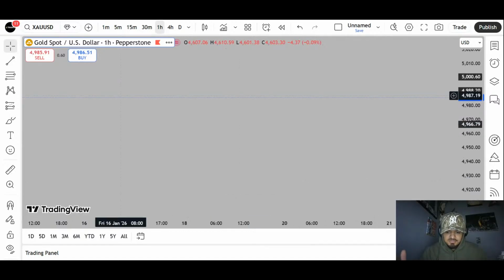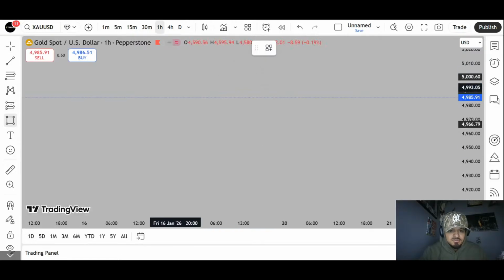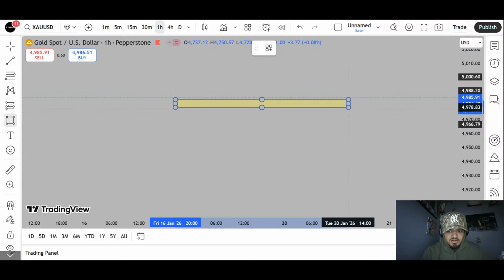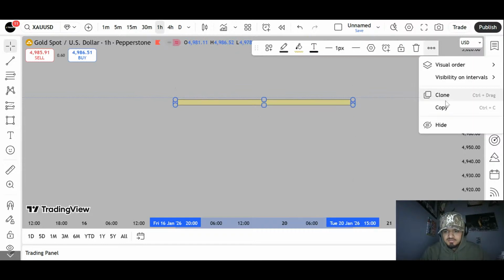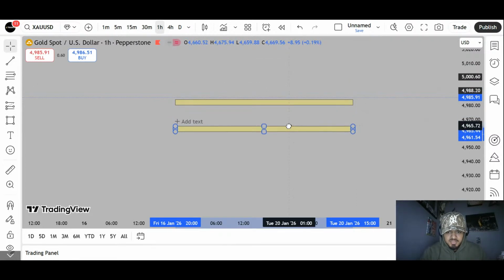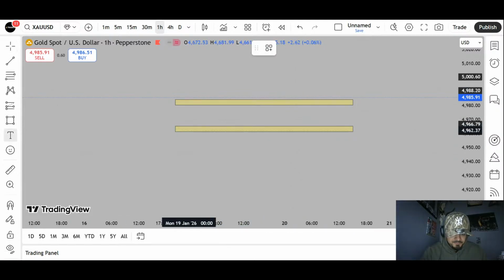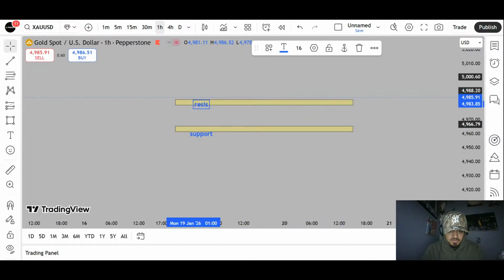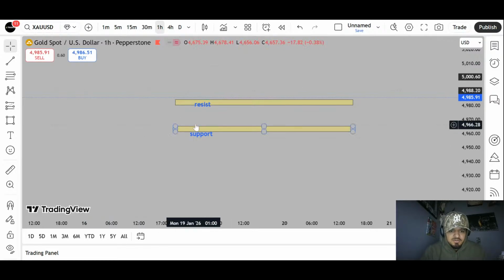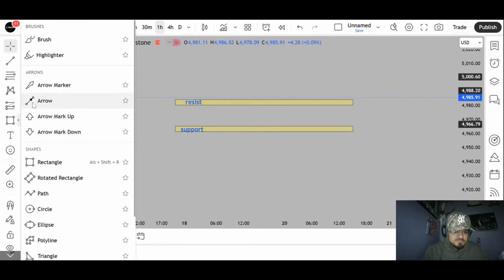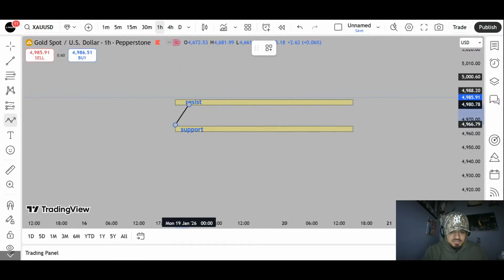So this is my strategy. It's real simple. I'm gonna do this real quick, but basically, you got an area of resistance and support. Resistance, right, and support. Pretty much all I'm looking for, right, is price action.